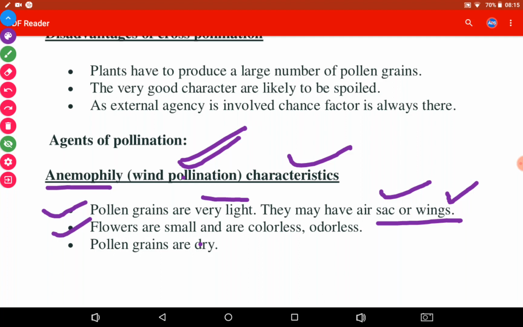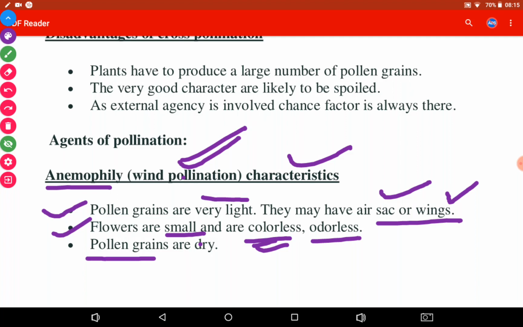Now the flowers are small and colorless. Generally these flowers are smaller and colorless. Why are they colorless? Because there is no requirement of attracting insects, so that's why these are colorless. Dull colored flowers are there, and odorless. There is no odor. Any type of fragrance or nectar gland is not present in such kind of flowers.